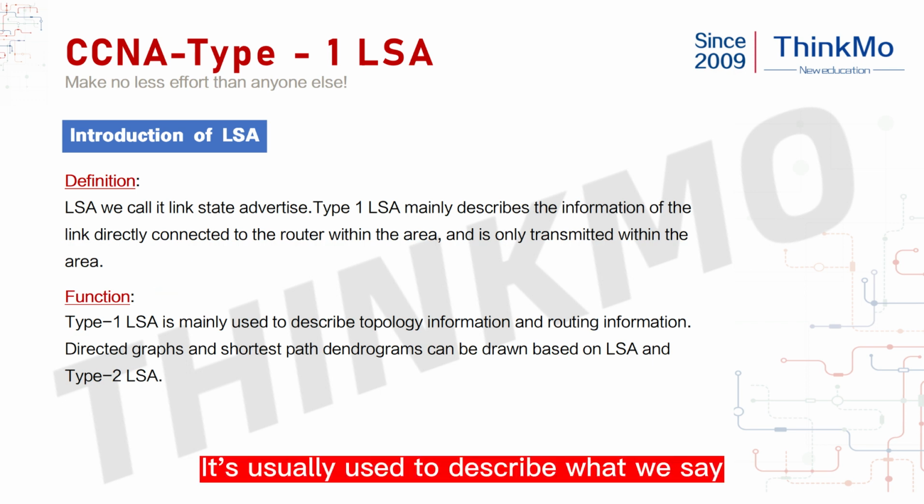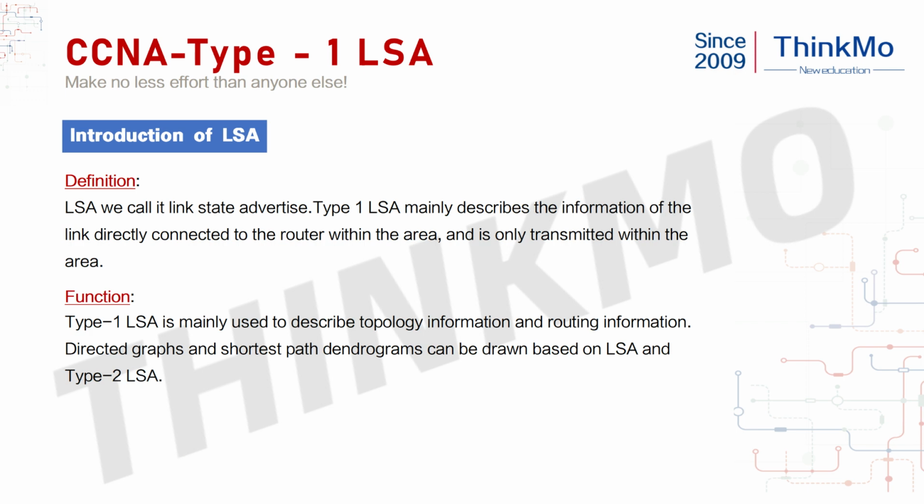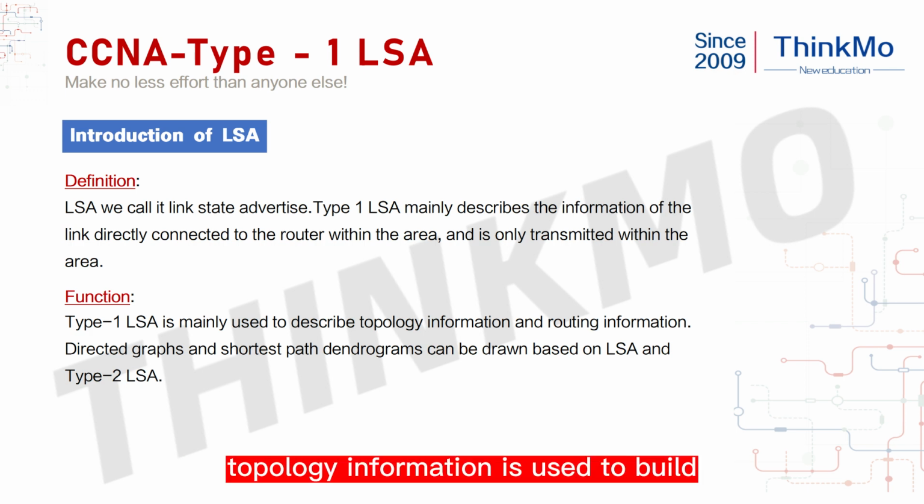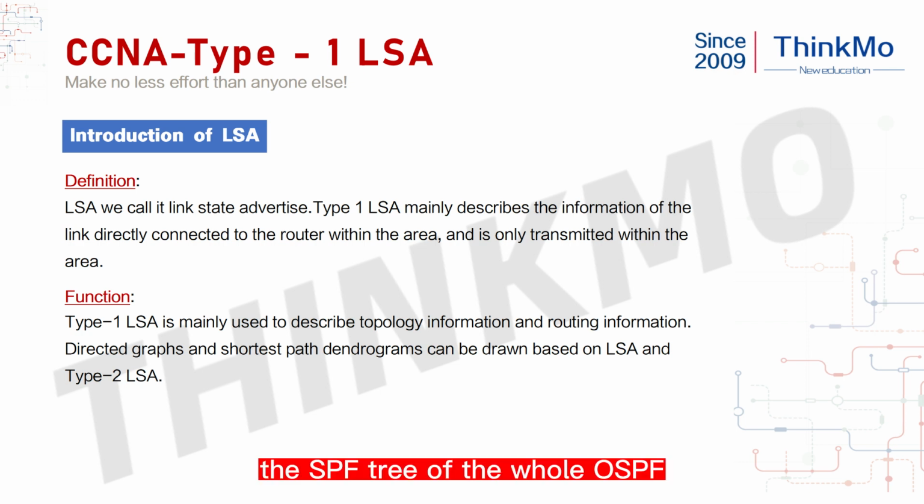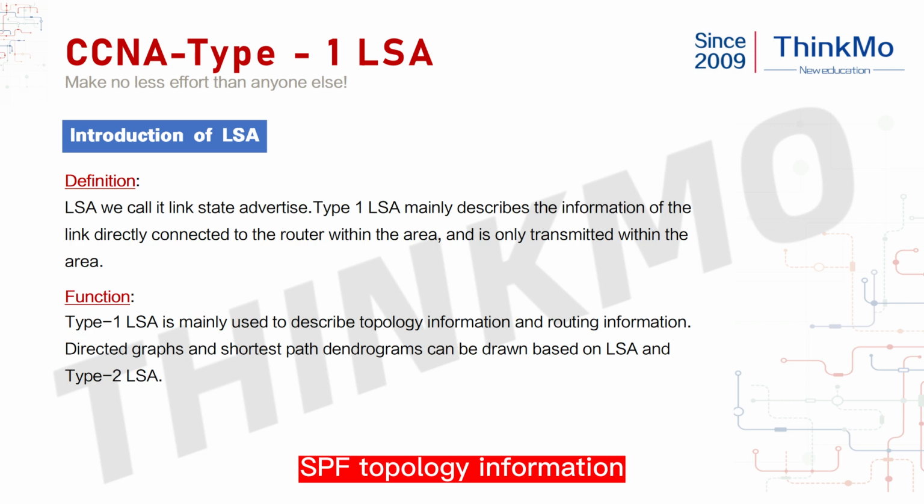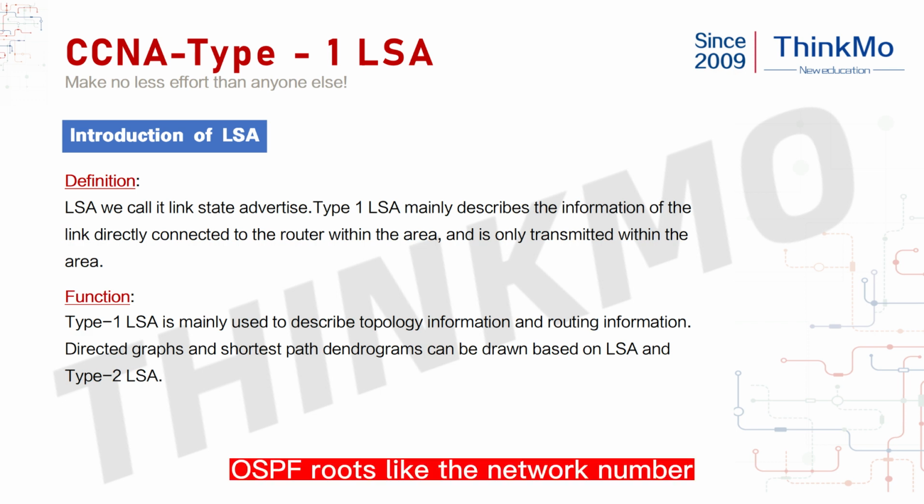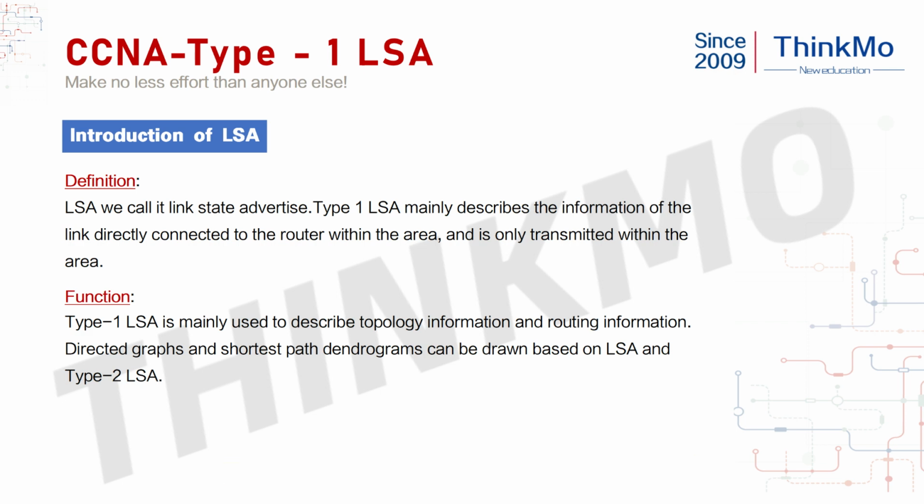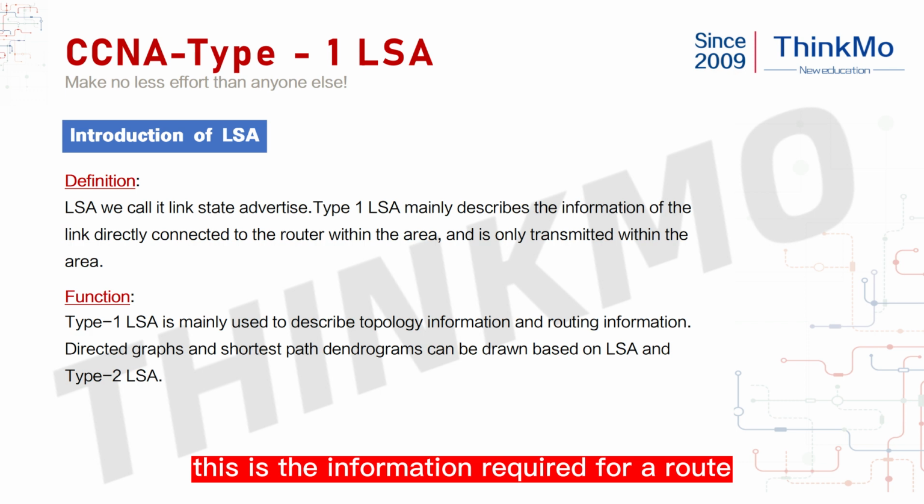It's usually used to describe topology information or routing information. Topology information is used to build the SPF tree of the whole OSPF. We talked about SPF trees in the last video. You can think of it as SPF topology information. Routing information is used to describe OSPF routes, like the network number, the next hop, and the mask. This is the information required for a route.